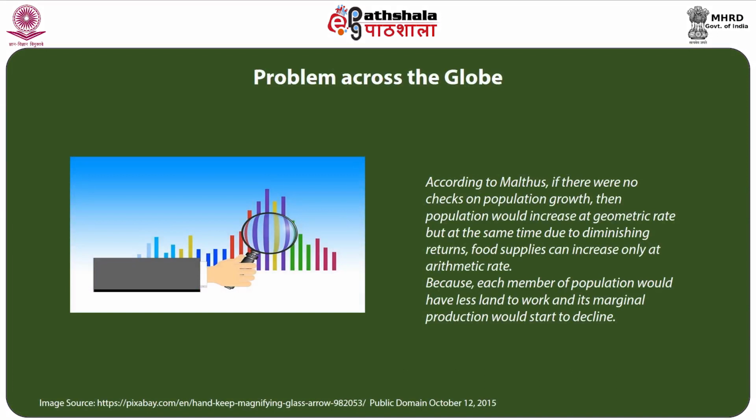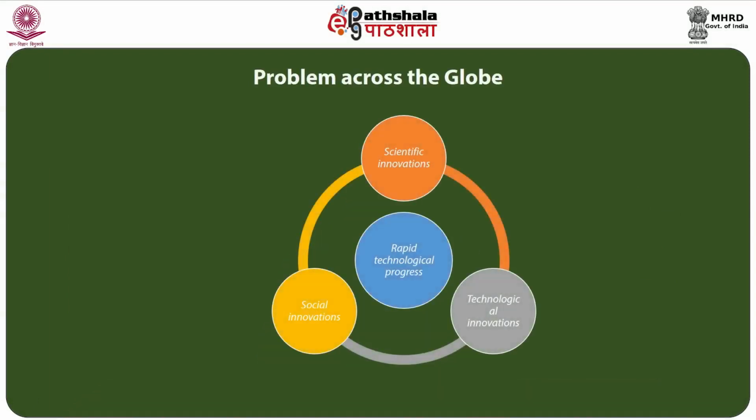According to Malthus, if there were no checks on population growth, then population would increase at a geometric rate, but at the same time, due to diminishing returns, food supplies can increase only at an arithmetic rate, because each member of the population would have less land to work and its marginal production would start to decline. But this prediction missed empirical support. Modern economic growth is associated with rapid technological progress in the form of scientific, technological, and social innovations.